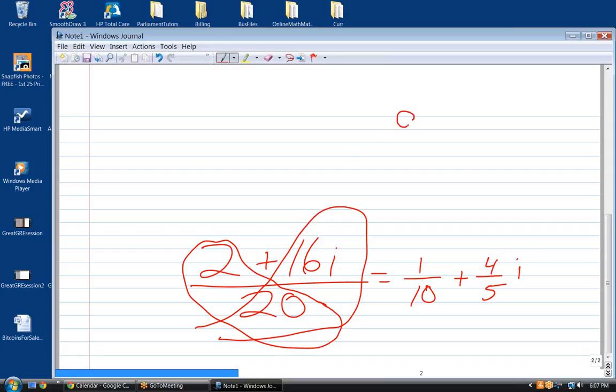In other words, standard format is a plus bi. This is a real number, that's a real coefficient. So always keep it together and leave the i outside of it. All right. Okay?